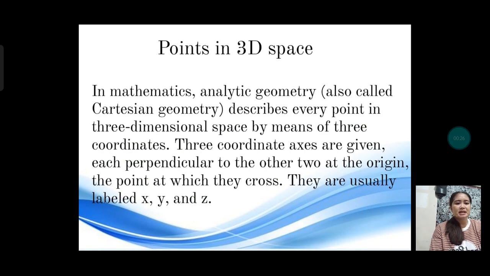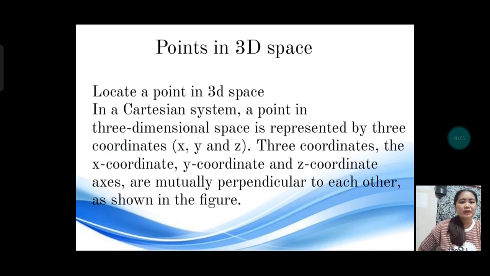In mathematics, analytic geometry, also called Cartesian geometry, describes every point in three-dimensional space by means of three coordinates. Three coordinate axes are given, each perpendicular to the other two at the origin, the point at which they cross. They are usually labeled x, y, and z. So, to locate a point in 3D space in a Cartesian system.